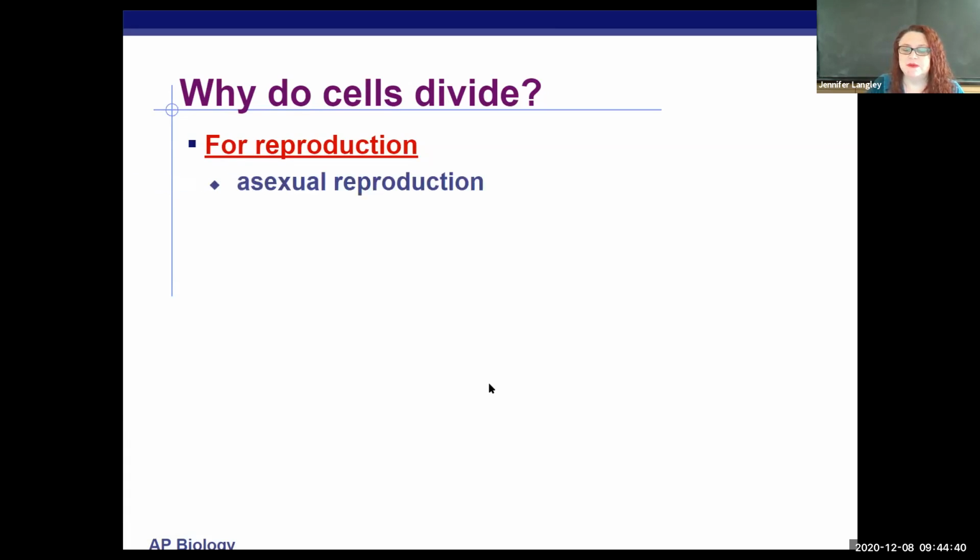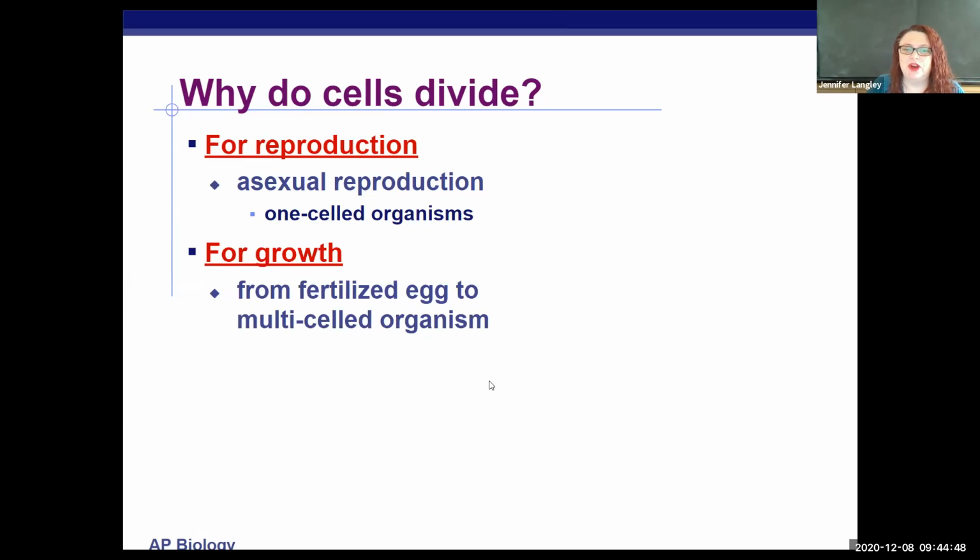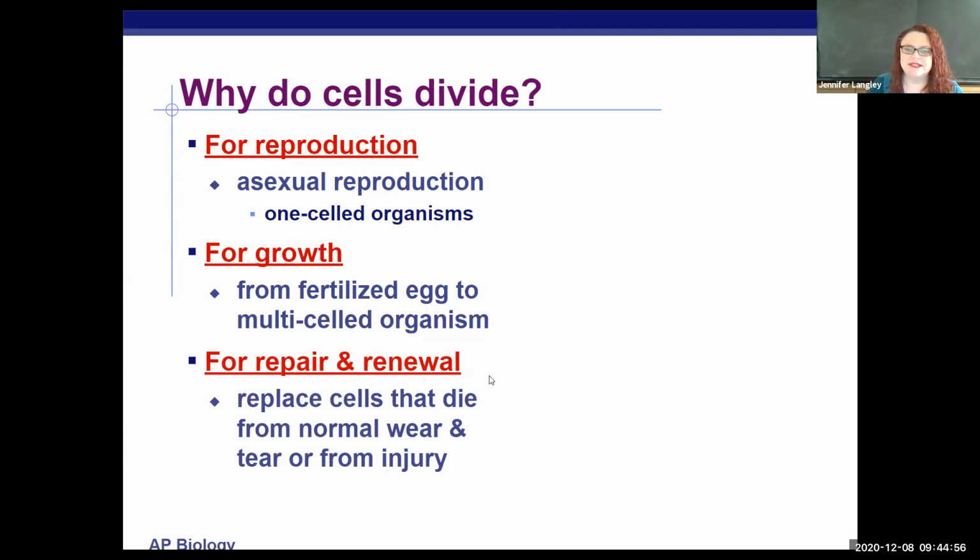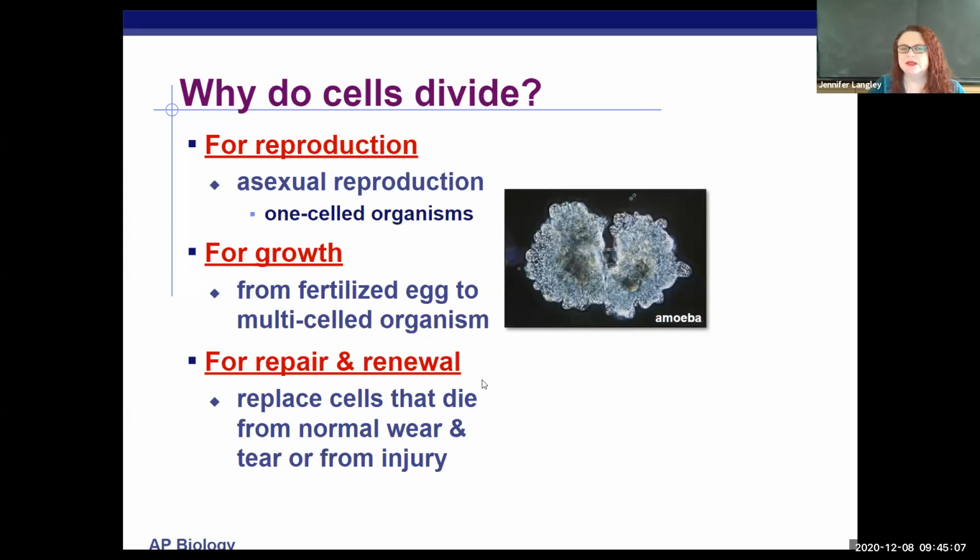Reproduction, and we see this with asexual reproduction in our single-celled organisms. They divide for growth, okay? To go from a fertilized egg to a multi-celled organism, we need lots and lots of growth. And for repair and renewal, replace cells that die or normally wear out. And basic injury, if you get a cut, we have to fill in that space, means we need to make some more cells. So here we see an amoeba, it is dividing in half.